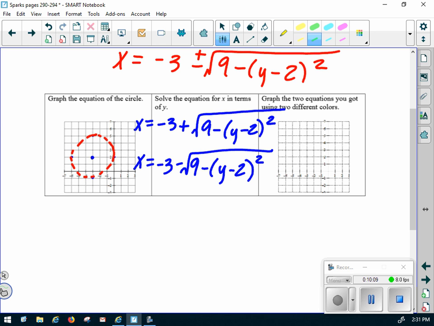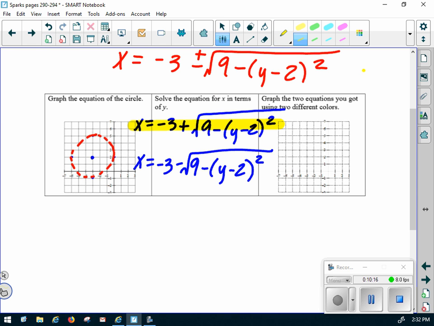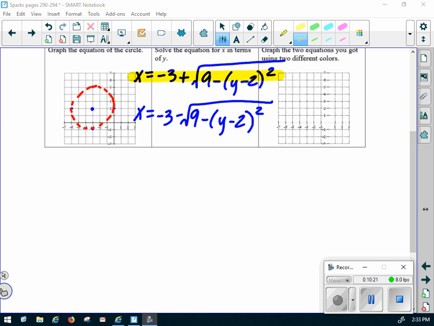Now we're going to get your highlighters back. Since we can't put that on our calculator, what do you think the top equation gives you? It's going to give you the right half. Good. If we went and plotted some points, what we would find is we are going to end up with the right half.